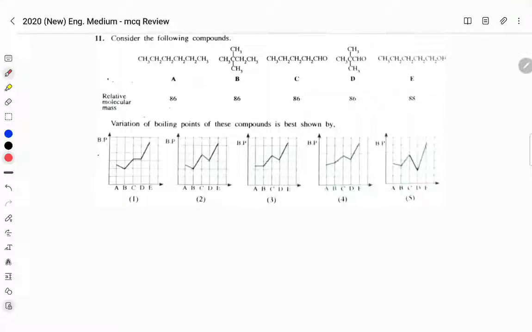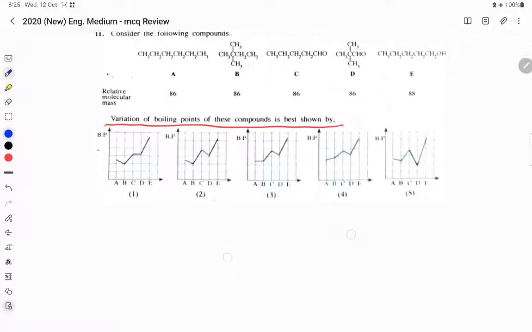Question number 11. Consider the following compounds A, B, C, D, E. They have given the relative molecular masses. E has a slightly higher relative mass. They have given some graphs. So the question is here: variation of boiling points of these compounds is best shown by.